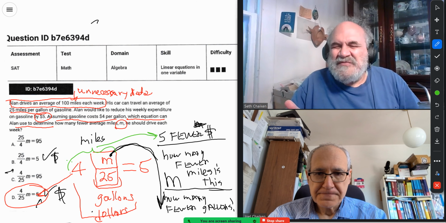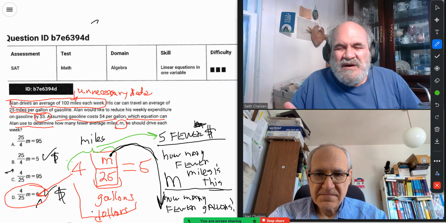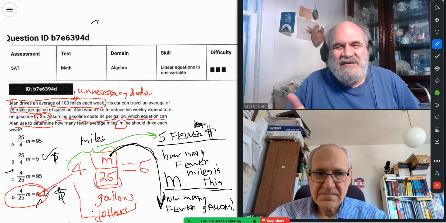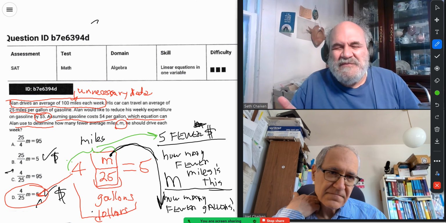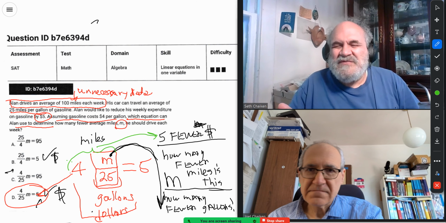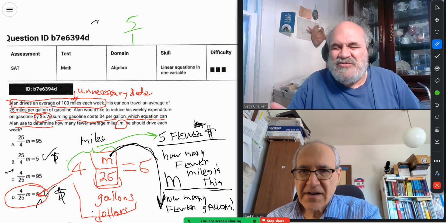Now, for that number of gallons, how many miles is it? Well, he's getting 25 miles per gallon. So you take that number of gallons, 5 divided by 4, and multiply by 25 to get the number of miles that he needs to drive fewer.